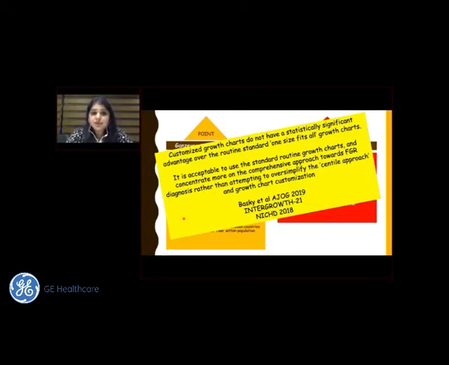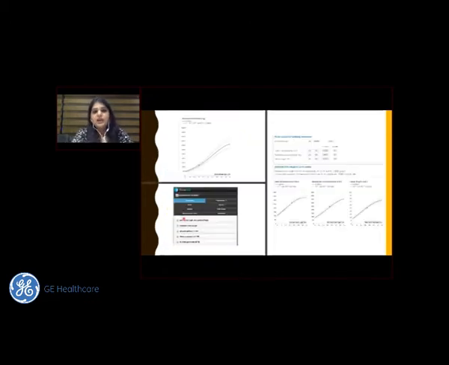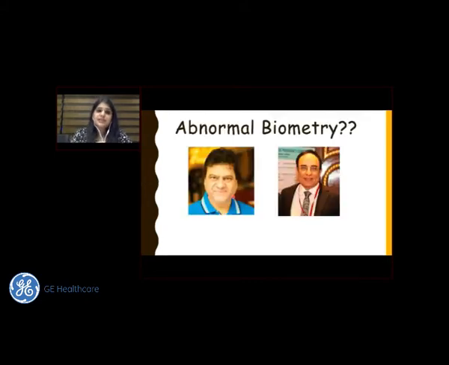It is acceptable to use the standard routine growth charts and concentrate more on a comprehensive approach towards FGR diagnosis, which we would be seeing in the next 2 talks, rather than attempting to oversimplify the centile approach and growth chart customization. Okay, so free online charts, Barcelona Fetal Medicine Foundation, they are available free of cost. And with this, I leave you with the 2 stalwarts who shall take you ahead in this journey.